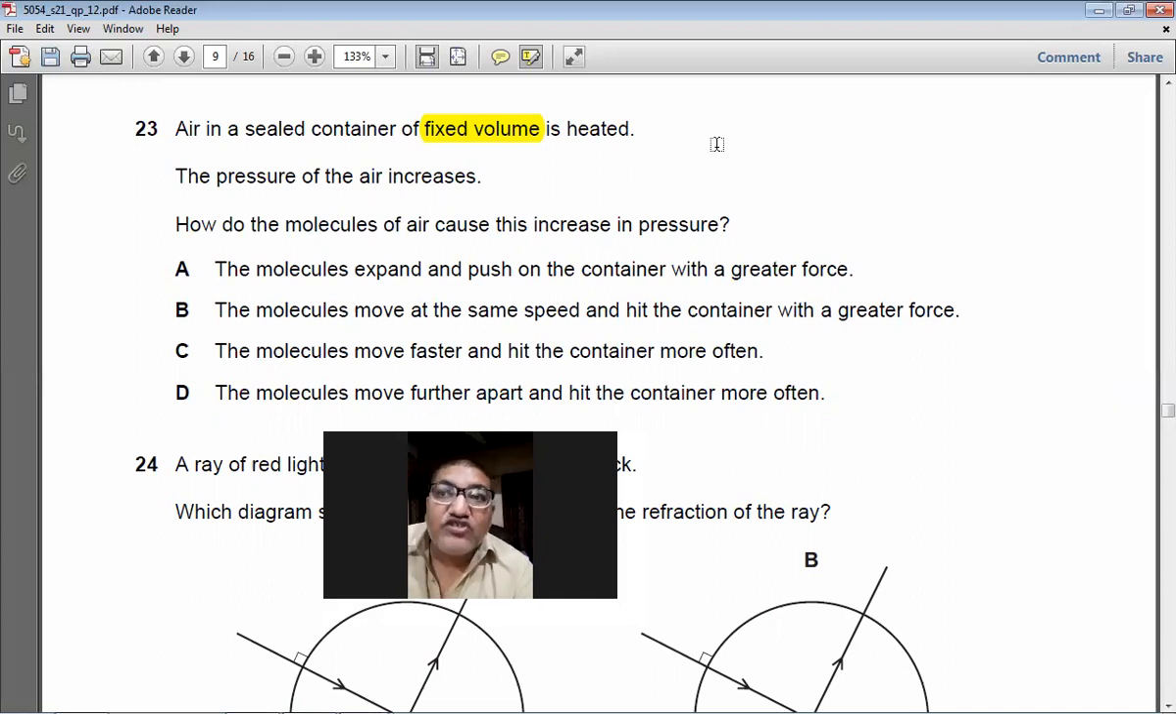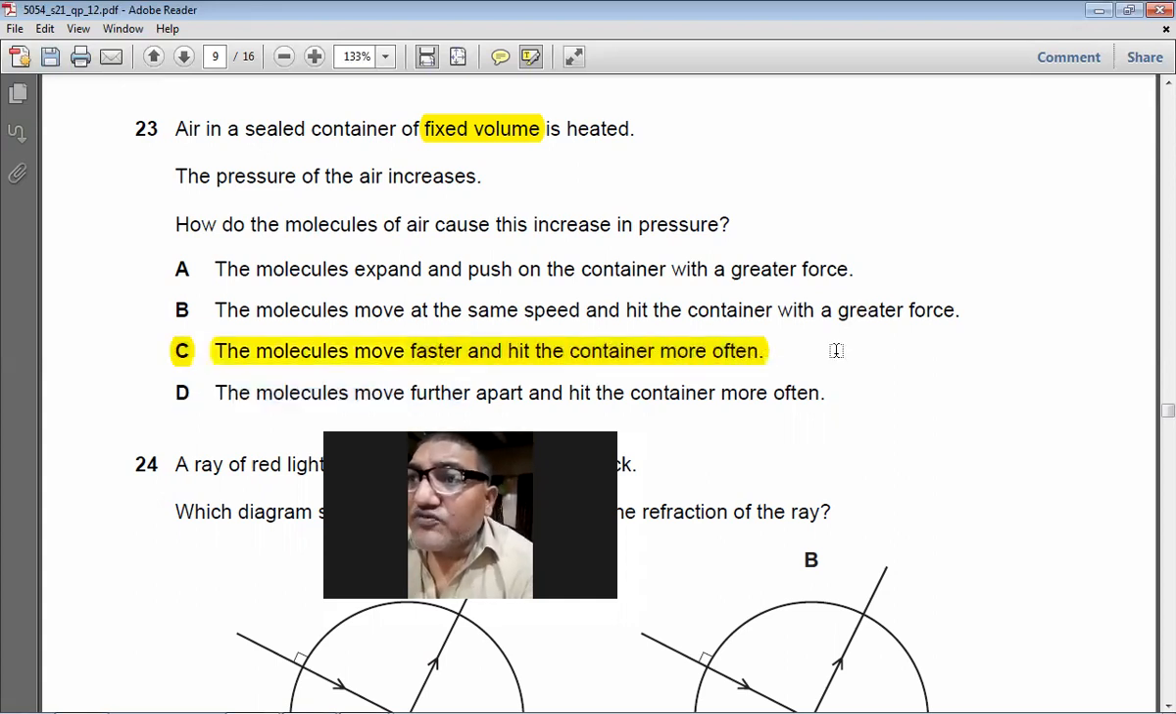But the molecules expand? The molecules never expand. Do the molecules move at the same speed and hit the container? The molecules do not have the same speed because the temperature of the gas has increased, so it means that the speed has also increased. The molecules move faster and hit the container more often. Yes, that is the right answer, sir. I think C is the best option given here.